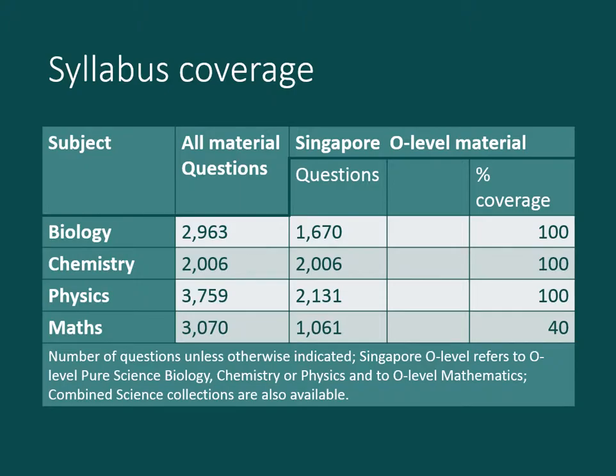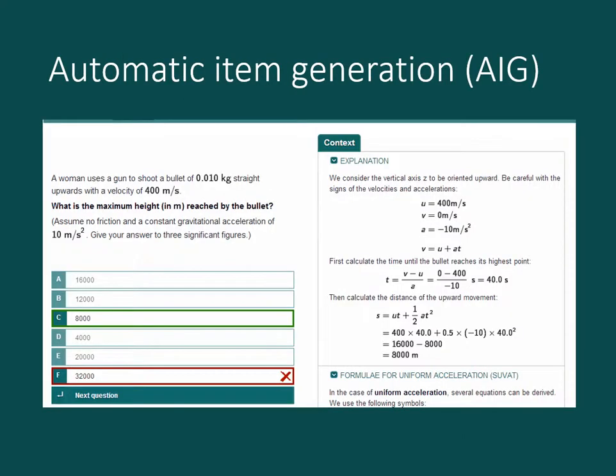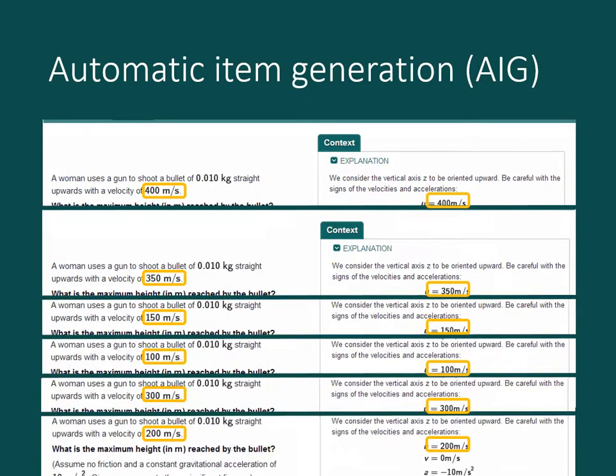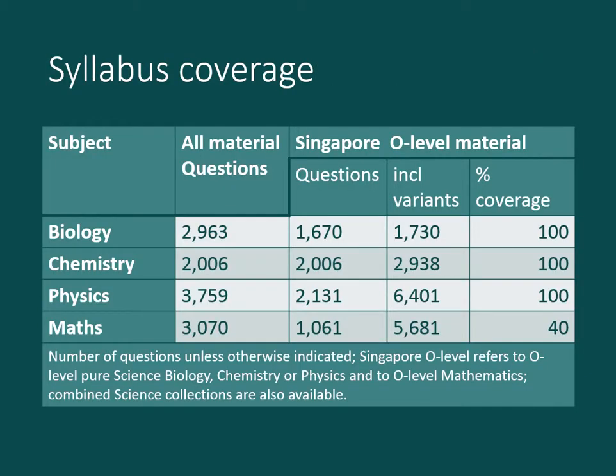There's a large number of tailor-made questions for science and math under the Singapore O-Level Pure Science and Math syllabuses. Compilations for other Singaporean syllabuses are also available. In addition, many quantitative questions are used as templates, and numbers are filled randomly, so that students cannot simply remember the answer. Including these variants, the number of questions is even bigger.